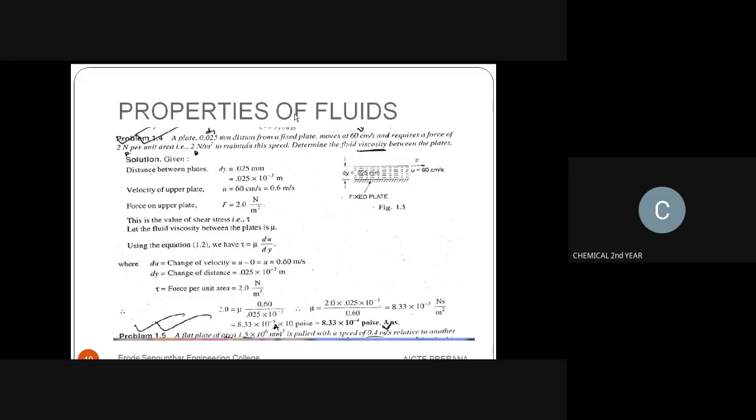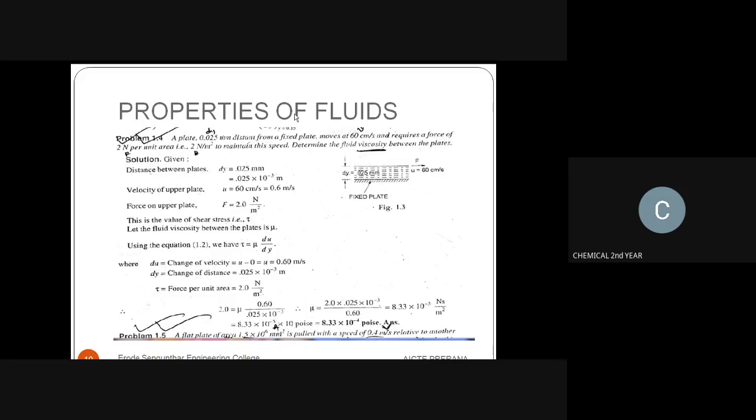Okay. So what is the given data here? The distance from the fixed plate is given as 0.025 mm. So that is taken as dy. Next, the velocity of the upper plate is given, that is u is equal to 60 centimeters per second. Then the force on the upper plate is given as 2 Newton per meter square.